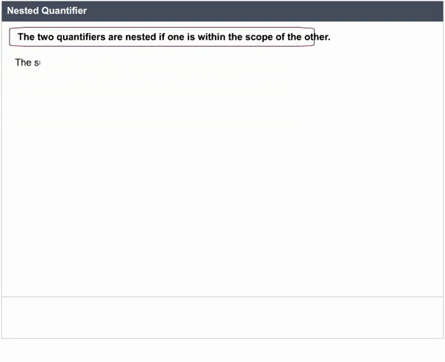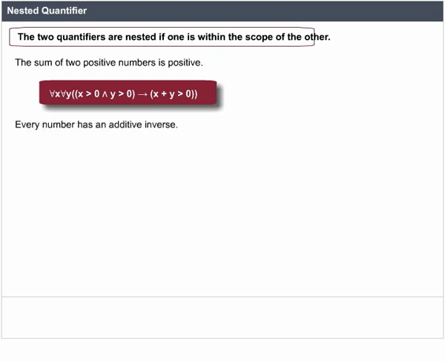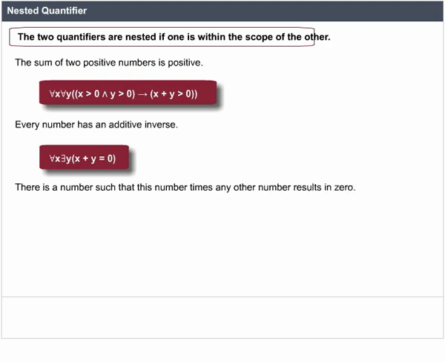The sum of two positive numbers is positive: for every x, for every y, x greater than 0 and y greater than 0 implies x plus y greater than 0. Every number has an additive inverse: for every x, there exists y, x plus y equals 0. There is a number such that this number times any other number results in 0: there exists y, for every x, xy equals 0.